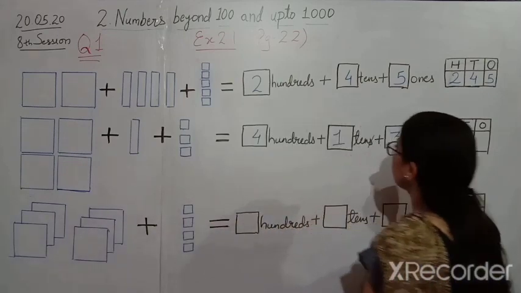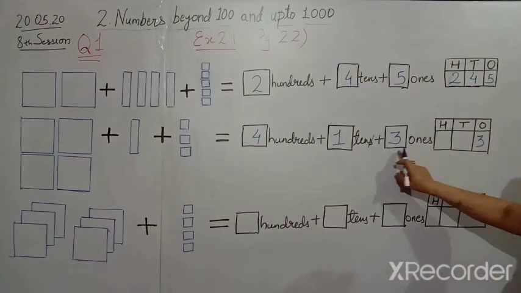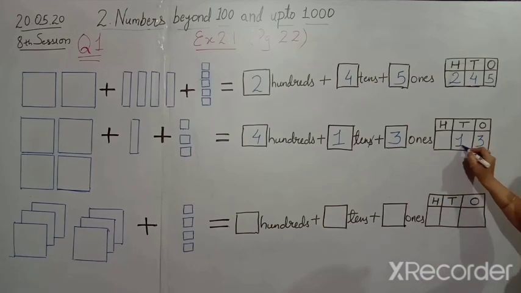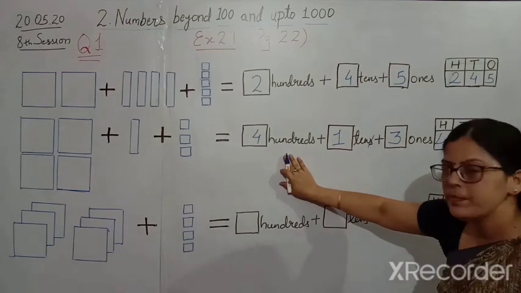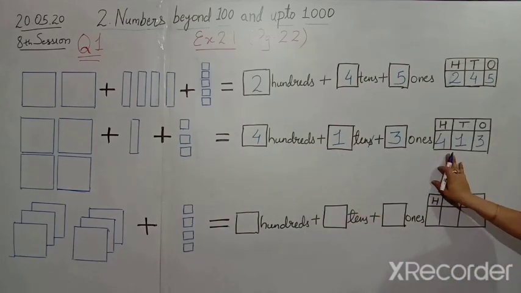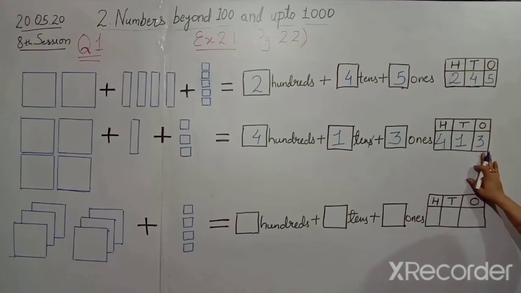Now we'll write this number at the given places. We'll write 3 at ones place, 1 at tens place and 4 at hundreds place. So the number formed is 413.